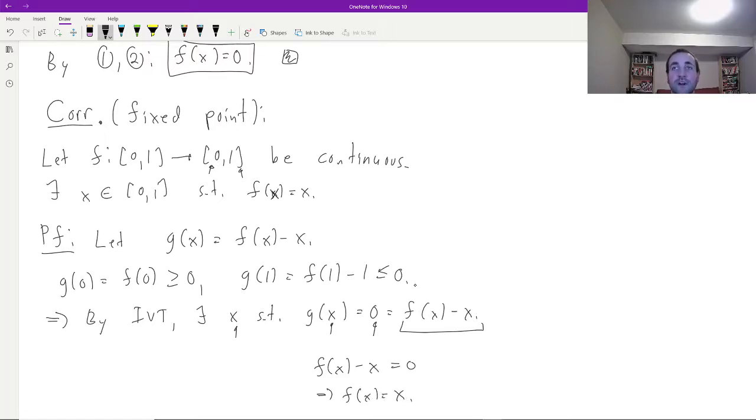So a very short proof of a not terribly obvious result. And really the key part here is that f has to be mapping some set to itself. If you take that away, this sort of theorem can become very false.